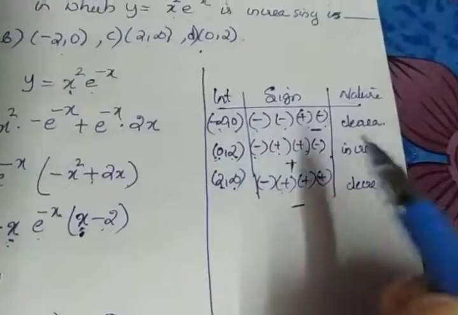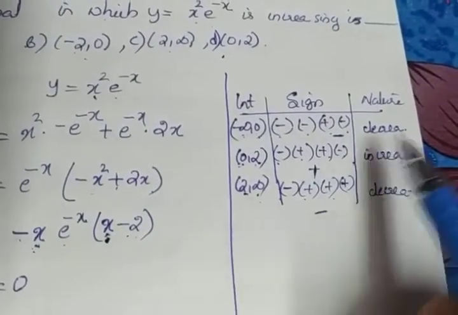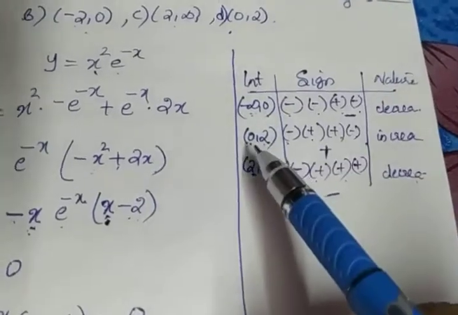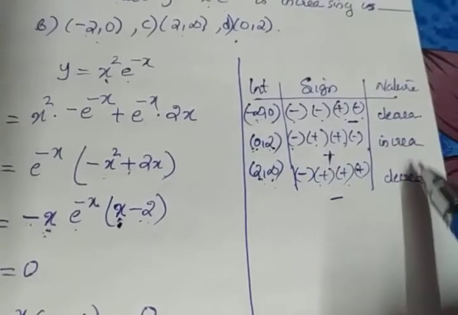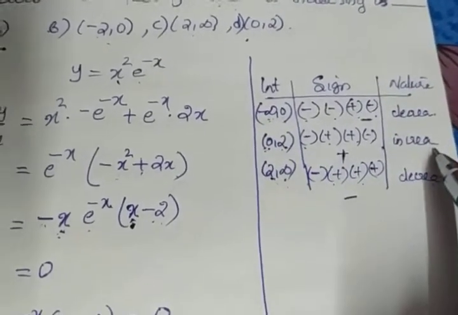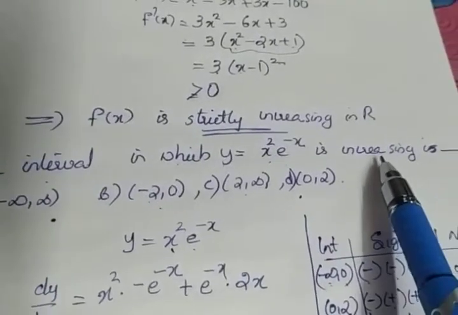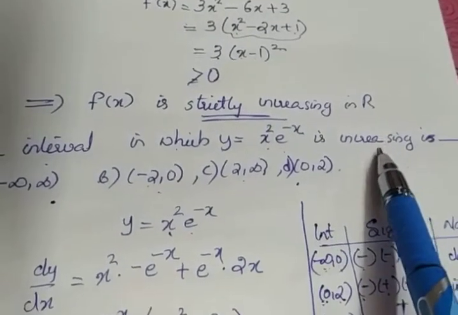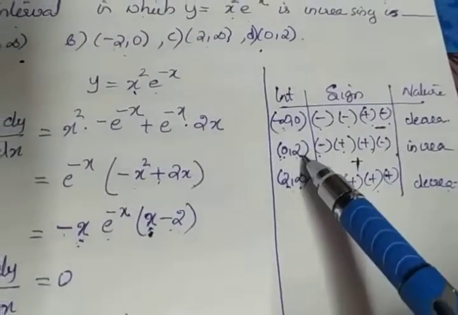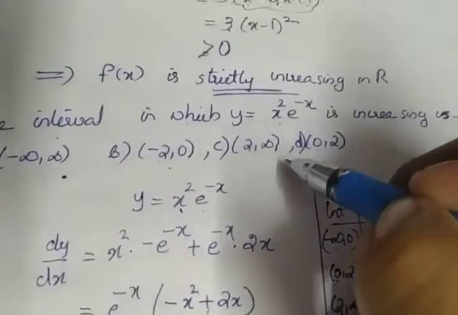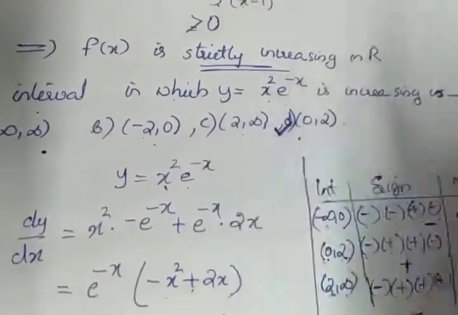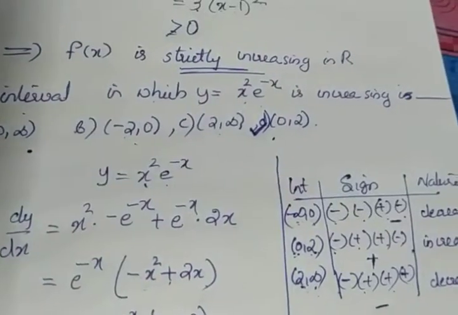Okay. So in the intervals minus infinity 0 and 2 infinity, the function is strictly decreasing. And in 0 to 2, it is strictly increasing. And the question is to find at which interval it is strictly increasing. Which interval we got? 0 to 2. So which is the option? Answer is option D.